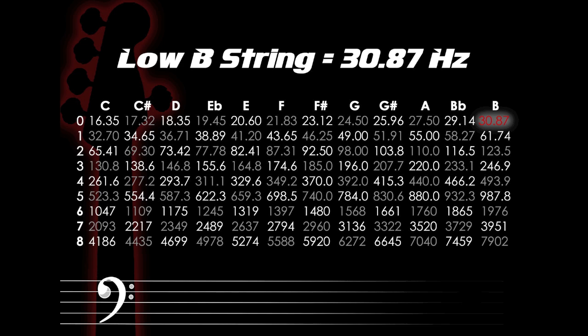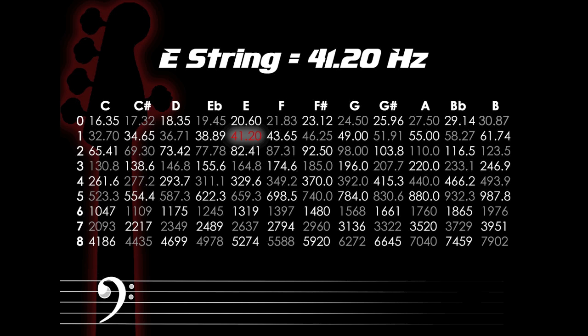Highlighted on the frequency chart in front of you, you should see that the low B string, when tuned correctly and played openly, would resound at 30.87 Hz. Moving on to the first standard string of a 4-string bass, we have the E string. Hopefully on the chart in front of you, you should see that 41.20 Hz is highlighted. This is the frequency of your open E string when tuned correctly.